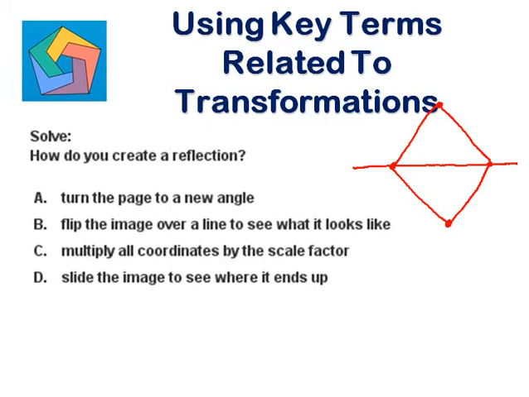So we can say we are flipping this image over a line, the sea level, to see what it looks like. So reflection is created by flipping the image over a line to see what it looks like. So we can just highlight the B option here as our answer.